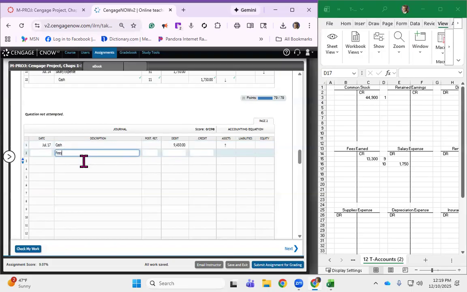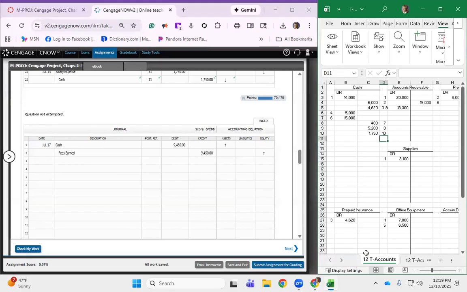Why? They're paying us for fees earned of $94.50. Now you go check your number. I forgot my first step, guys. Yep, I was getting too excited. So let me go back.